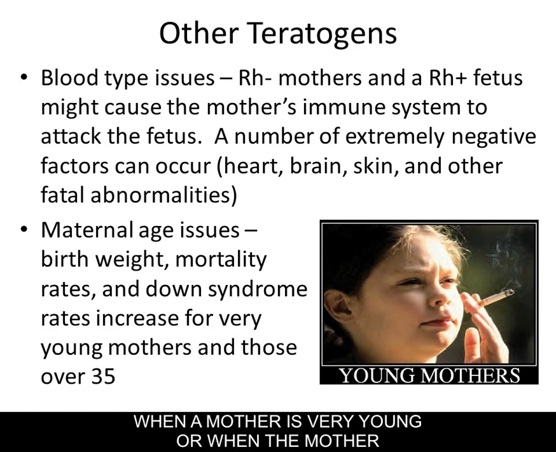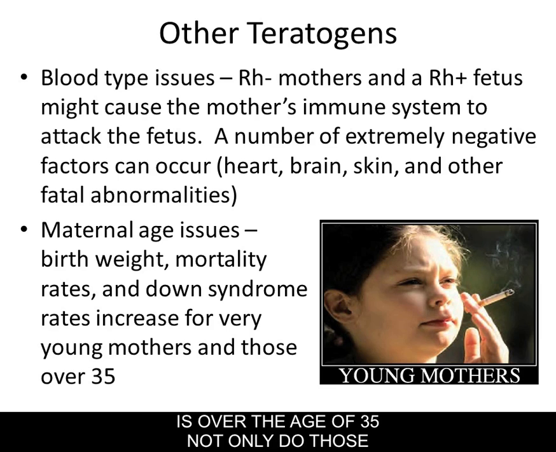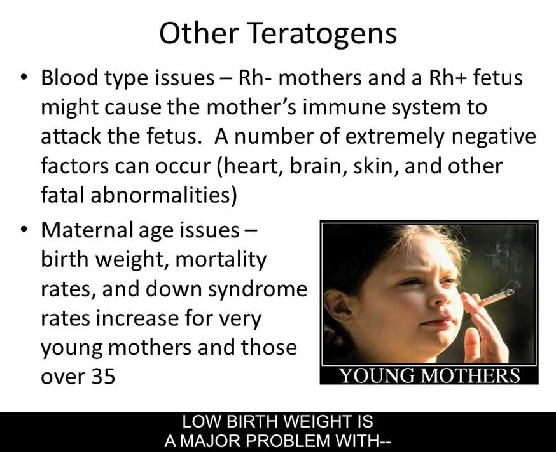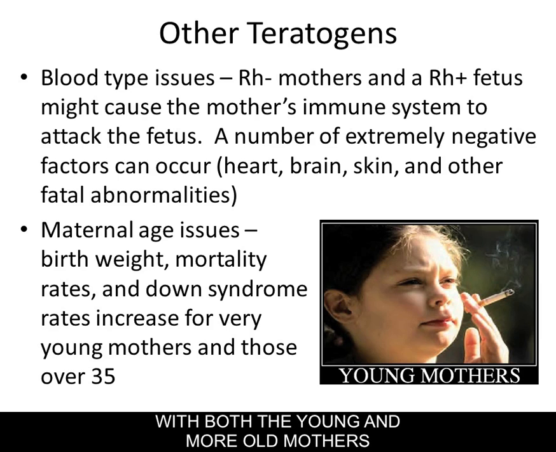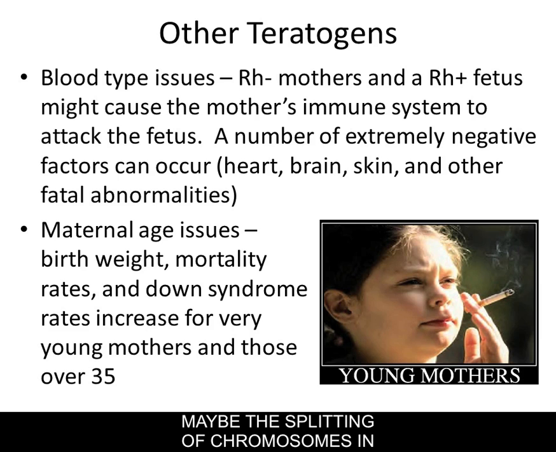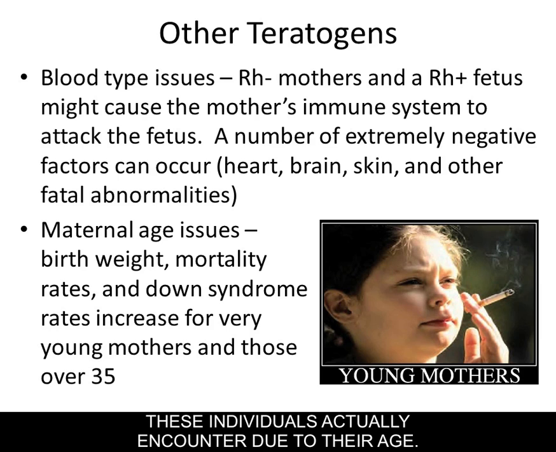When a mother is very young, or when a mother is over the age of 35, not only do those chromosomal abnormalities occur that we talked about, but very often children are exposed to other problems as well. Low birth weight is a major problem especially with younger mothers, and mortality rates are very high with both young and older mothers. And we see these things being related to either developmental processes, maybe the splitting of chromosomes in the meiosis stage, or just some of the exposures that these individuals actually encounter due to their age.